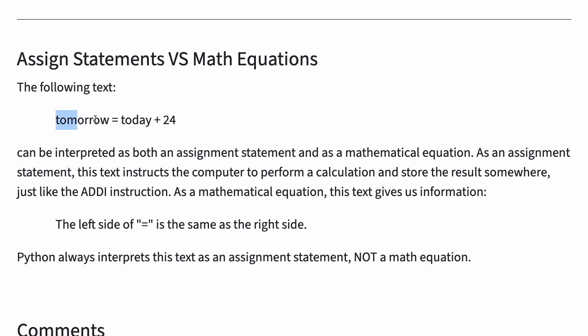The following text, tomorrow equals today plus 24, can be interpreted as both an assignment statement and as a mathematical equation. As an assignment statement, this text instructs the computer to perform a calculation and store the result somewhere, just like the ADDI instruction. As a mathematical equation, this text gives us information. The left side of the equal sign is the same as the right side. Python always interprets this text as an assignment statement, not a math equation.